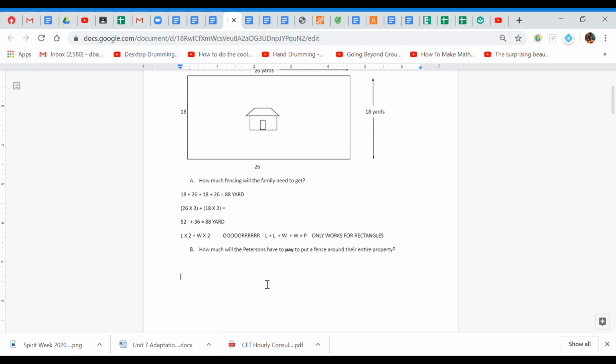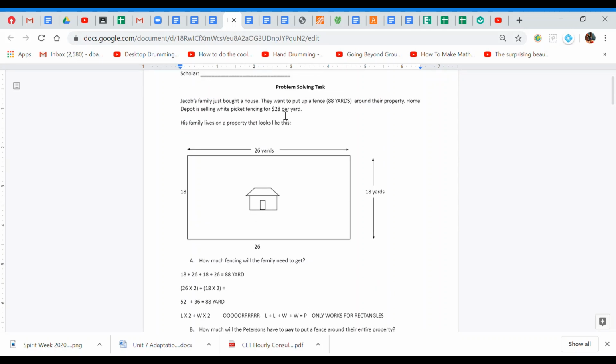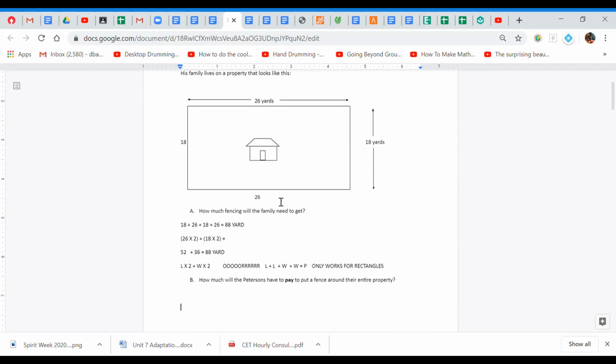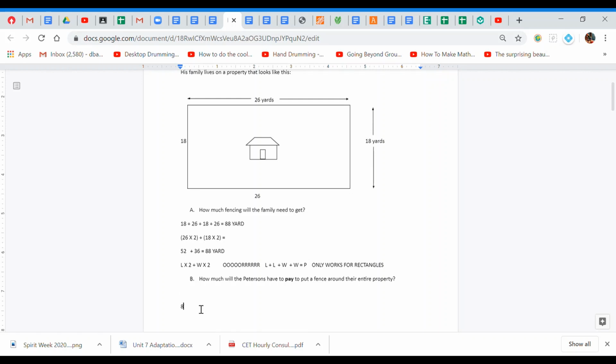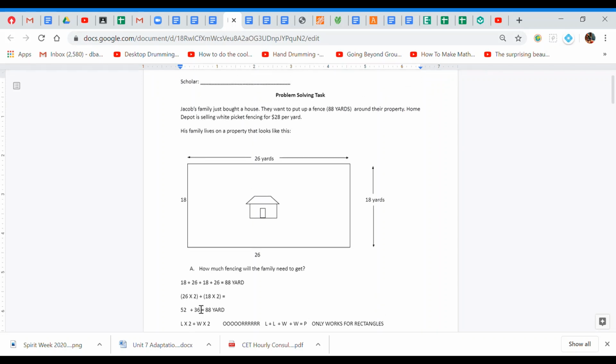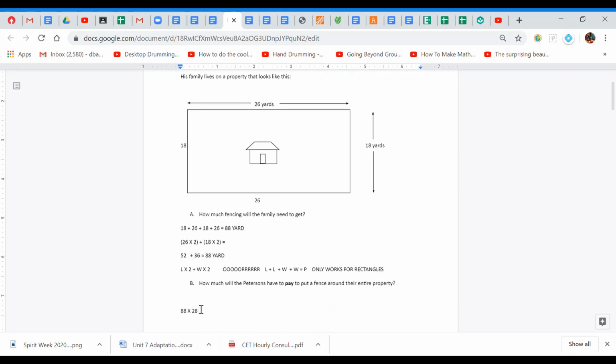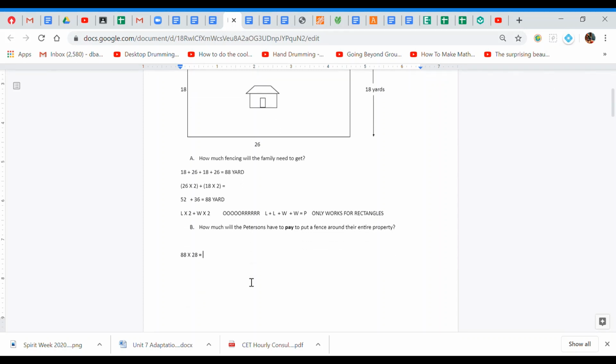So if 1 yard is $28, how much do they pay for 88 yards? So that's 88 groups of 28. So it's 88 times 28 equals, pause yourself for a second there, solve that. So I took myself a second solving that out. I got 88 times 28 equals 2,464, and the unit here is going to be dollars. $2,464 for fencing around the yard.